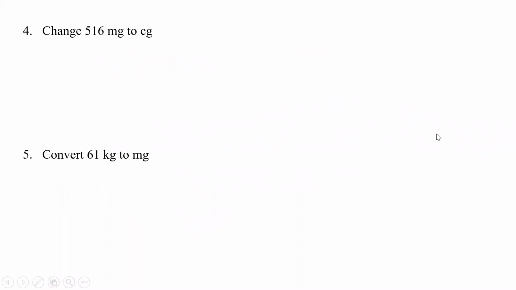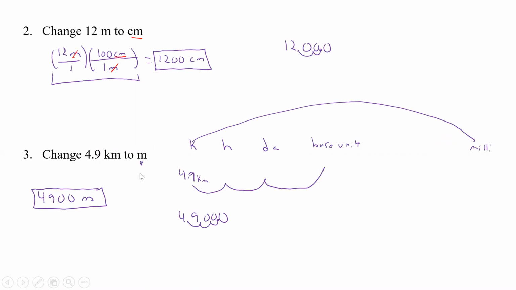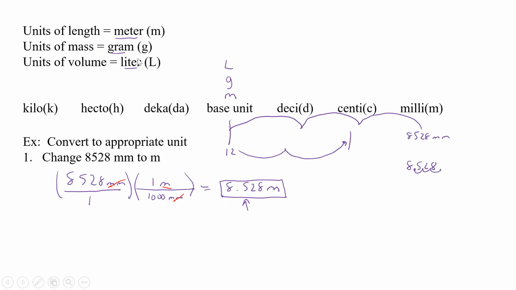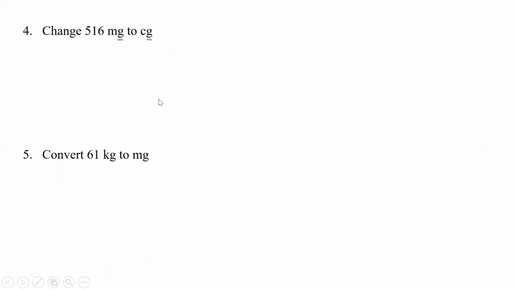All right, now we're working with grams. And again, it really doesn't matter in the metric system what our units are. Grams, before that were meters and stuff. As long as we know our base unit, all we have to do is move decimal places. All right, so this time we have 516 milligrams, and we want to get to centigrams.